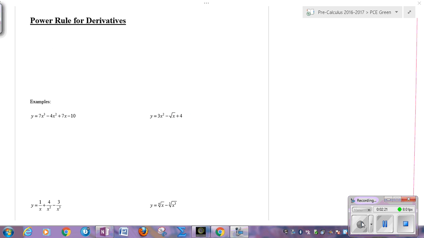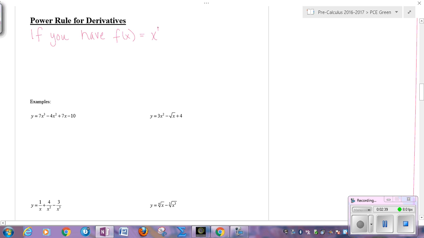What I'm hoping that you noticed in the patterns was that there was something to do with the exponent and the leading coefficient. So the power rule states that if you have a function f of x equal to x raised to the n power, then your derivative, f prime of x, would be equal to n times x raised to the n minus 1.